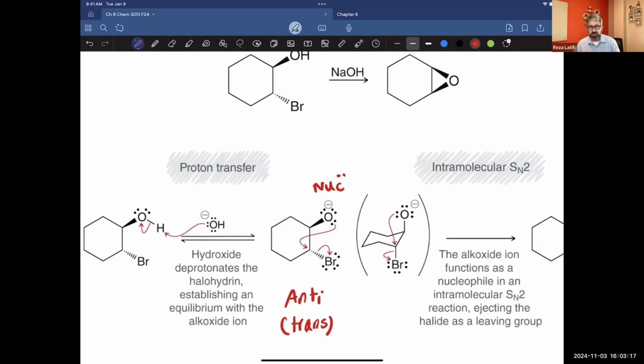And then it's possible to kick it out of the system. Why? Because it's an SN2 reaction, and in an SN2 reaction it will happen from the opposite side. Wherever we have the leaving group, the incoming group will be added from the opposite side of the system. It will kick the halide out.